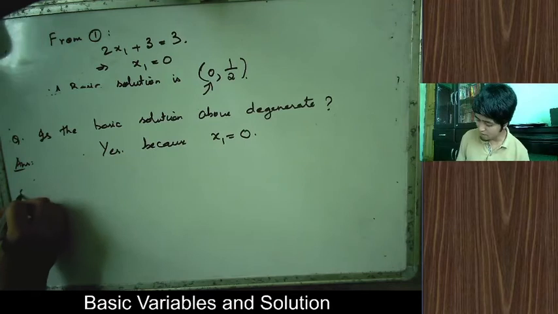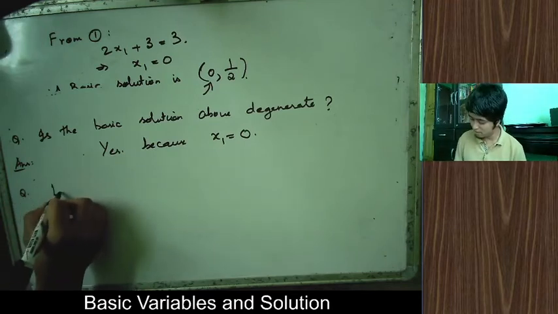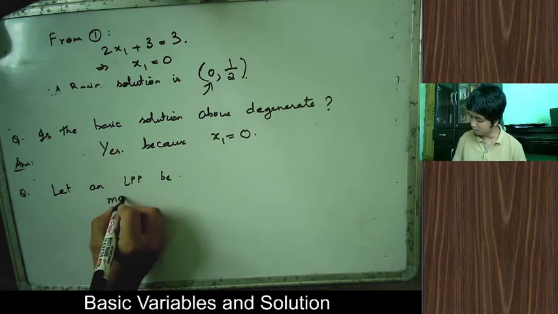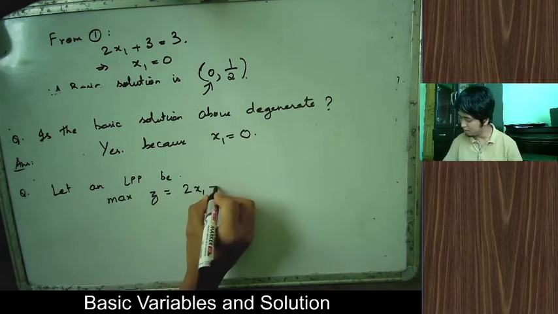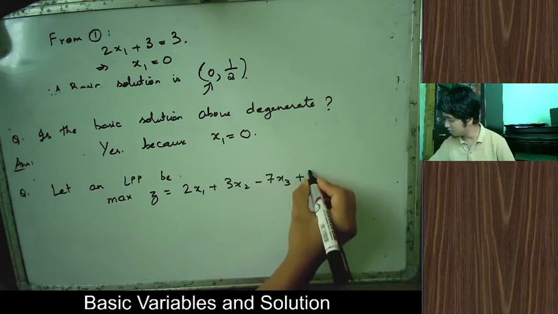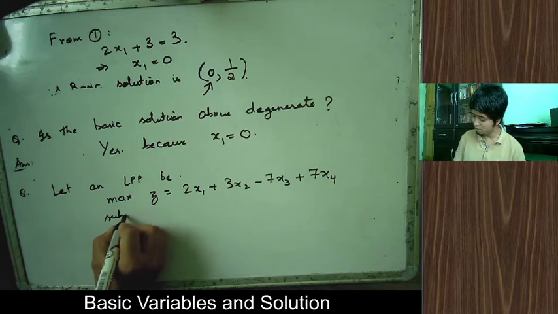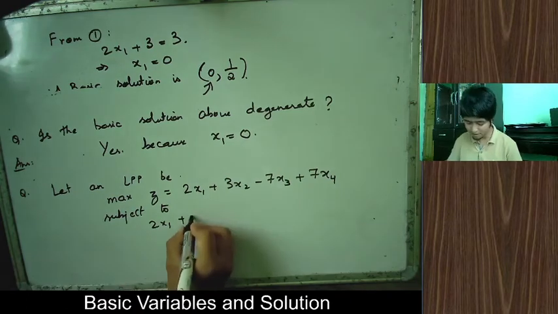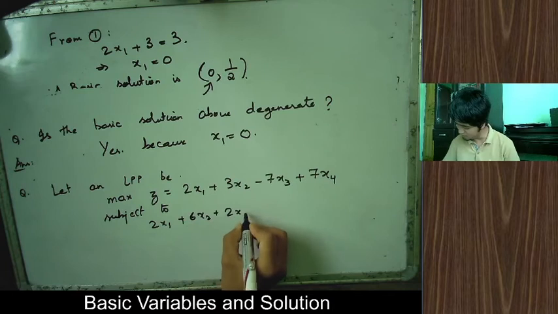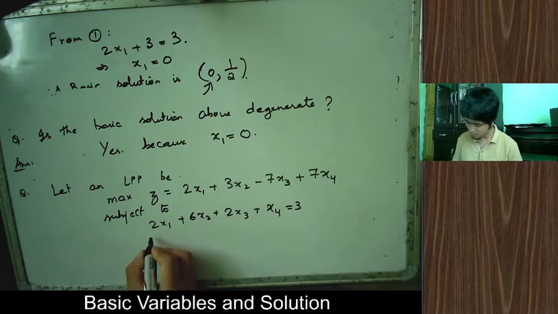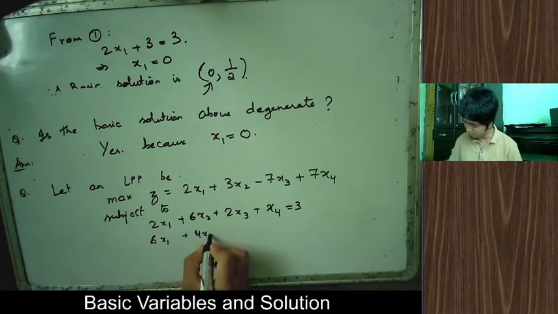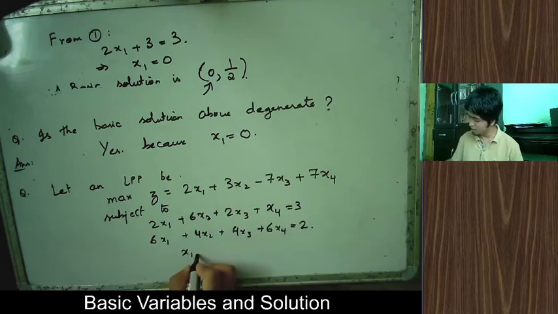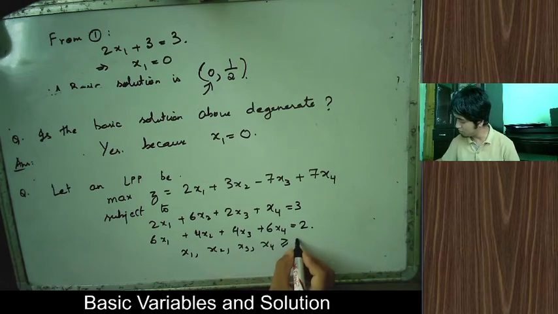Again a follow-up question. Let an LPP be: maximize z equal to 2x1 plus 3x2 minus 7x3 plus 7x4 subject to the same constraints as in the previous problem: 2x1 plus 6x2 plus 2x3 plus x4 equal to 3, and 6x1 plus 4x2 plus 4x3 plus 6x4 equal to 2, with x1, x2, x3 and x4 all greater than or equal to 0.